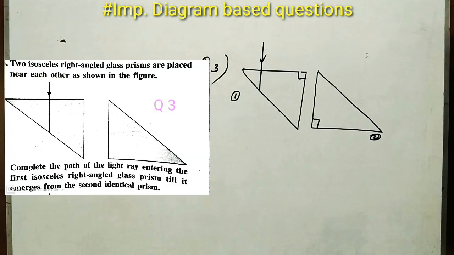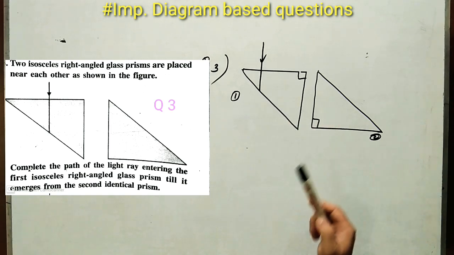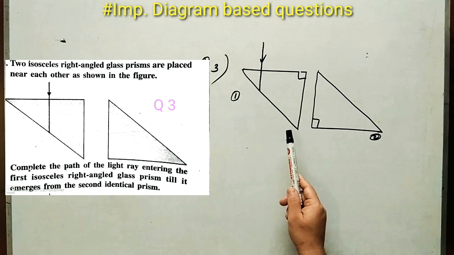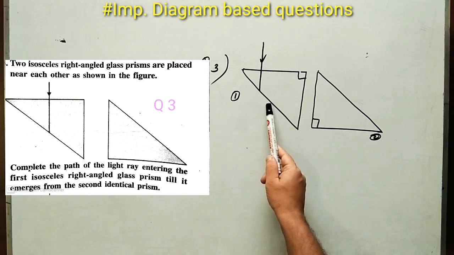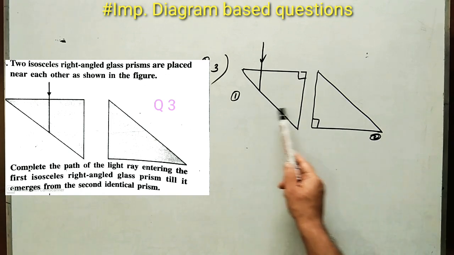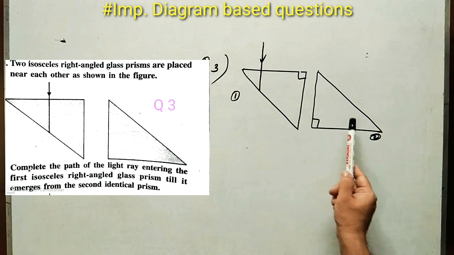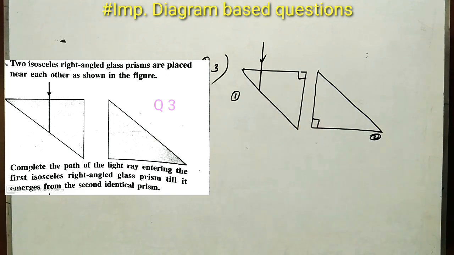Moving on to question number 3. As you can see, two isosceles right angle glass prisms are placed near each other as shown in the figure. Complete the path of the light ray entering the first isosceles right angle triangle prism till it emerges from the second identical prism. We have to complete the emerging light ray. So we must know the principle of total internal reflection taking place here. Let us solve it.